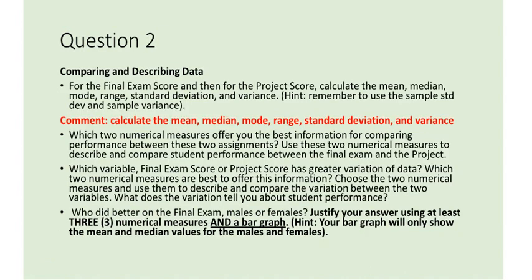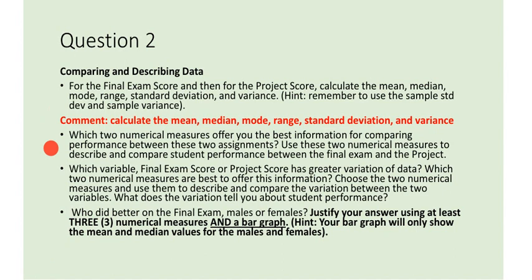All right, in question 2, you're going to be comparing and describing data, and for this you're going to use the final exam score and then the project score. And for each of those, you need to go through and calculate mean, median, mode, range, standard deviation, and variance. Make sure that you're using sample standard deviation and sample variance, since this is sample data and not a population.